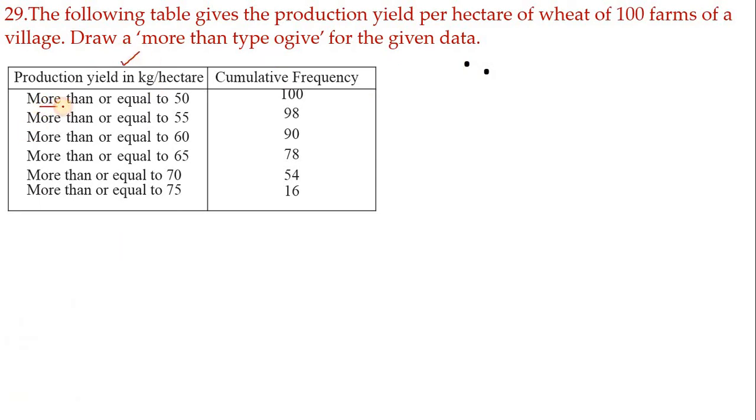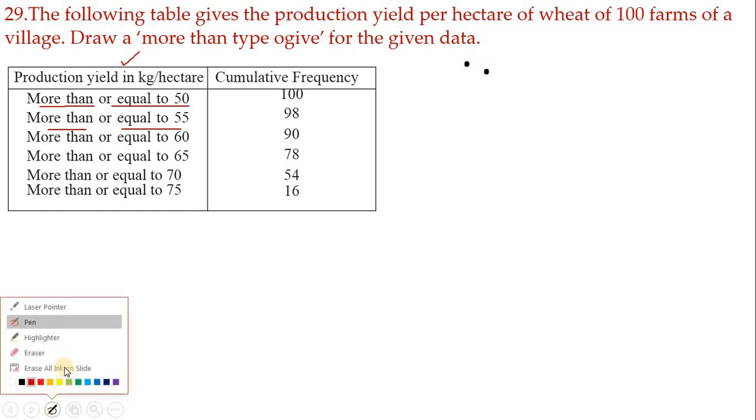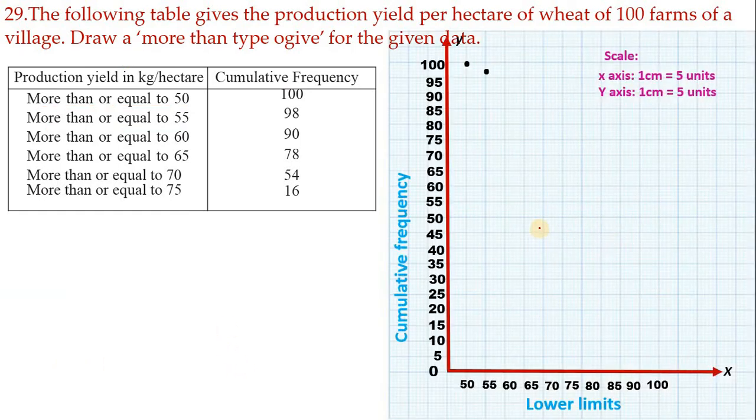Look at this problem here, clearly they mentioned more than or equal to 50, more than or equal to 55, which means the table is ready. Again no need to prepare the table. Therefore, we can draw the graph directly. So for that, here is a graph sheet, and in this, the things which are in the more than or equal to type, you have to take on the x-axis, and the cumulative frequencies, those frequencies you have to take on the y-axis, and you have to mention a scale here, children.